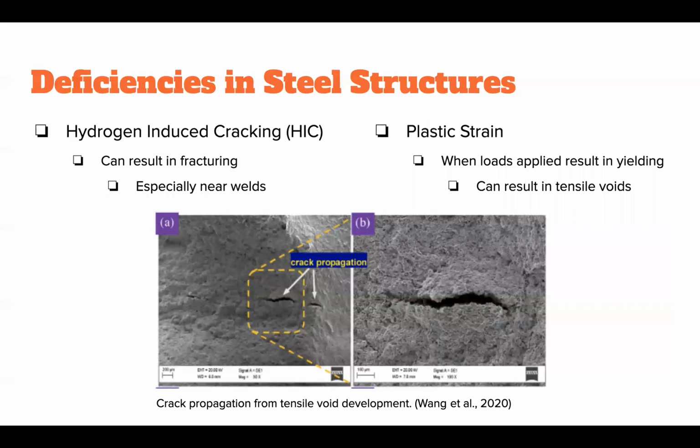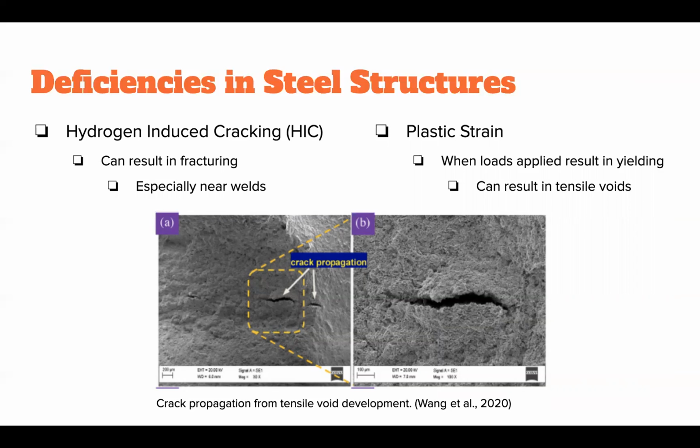Another deficiency that can develop is hydrogen-induced cracking, which is a naturally occurring chemical reaction, but it can result in fracturing, especially in your welds. Also, research suggests that NMIs can lower resistance to HIC. NMIs may also have an impact on tensile void development, which can result from plastic strain and can lead to crack propagation, like this image shows.